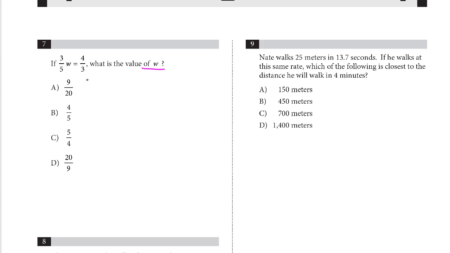Number 7, 3/5 W equals 4/3. What is the value of W? Well, the way I'm going to solve for W is just going to multiply the reciprocal of the coefficient on both sides. So the 3/5 cancels out. W equals 4 times 5, 20. 3 times 3, 9ths. W equals 20/9. The correct answer for 7 is D.